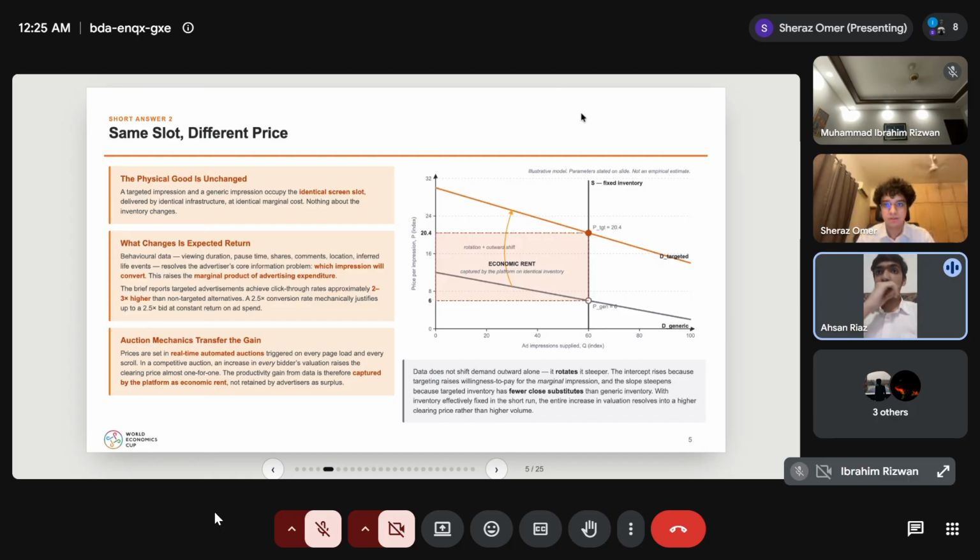This gain in advertiser valuation shows up as price rather than quantity and is captured by the platform as economic rent, payment above what is required to supply the good, arising because supply cannot expand in response. Next slide.